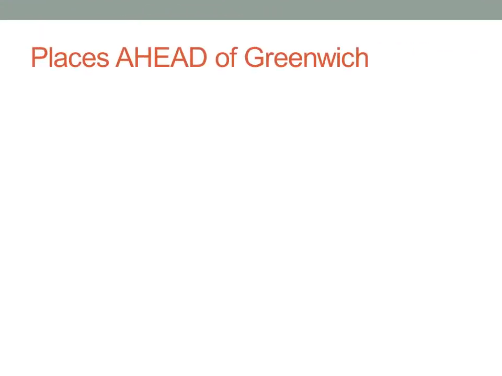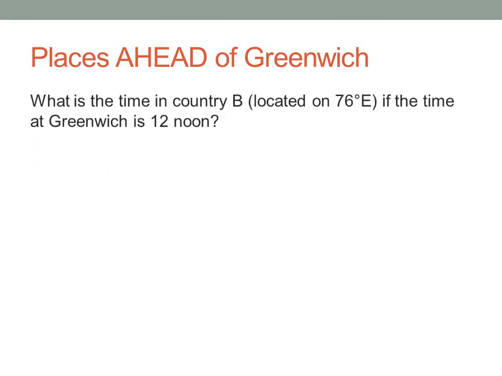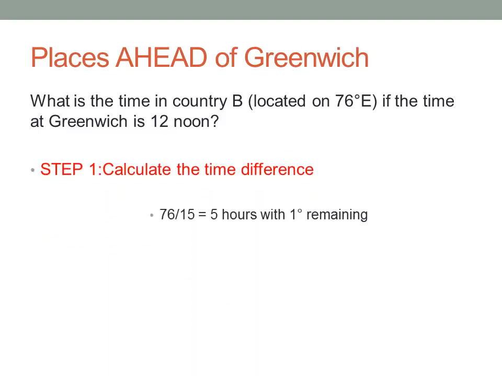Our second worked example states, what is the time in country B, located on 76 degrees east, if the time at Greenwich is 12 noon? Again, our first step involves calculating the time difference. Again, to do so, we're going to divide 76 degrees by 15, which will give us 5 hours with 1 degree remaining. As you already know, 1 degree of longitude represents 4 minutes. Therefore, the time difference will be 5 hours and 4 minutes.